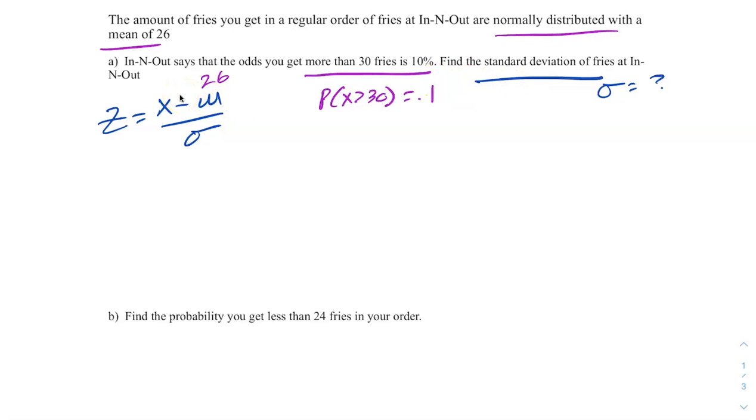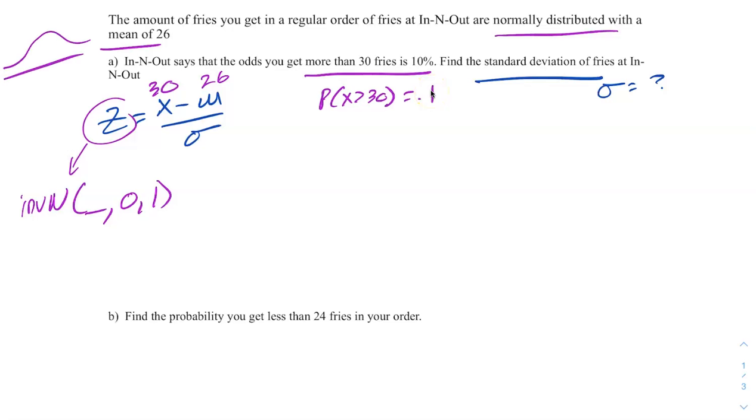My x is 30. Z is always the same thing. Invert normal. My area, which is, in this case, got to watch out, 0.1. Now again, greater than is the right hand side. So it's not going to be 0.1 for me. If you have a newer calculator, just make sure your tail says right. In this case, it's like this, 0.1 because the right hand side is greater than. So I need the left hand side. So I would need the rest of that, 1 minus 0.1, which is 0.9.